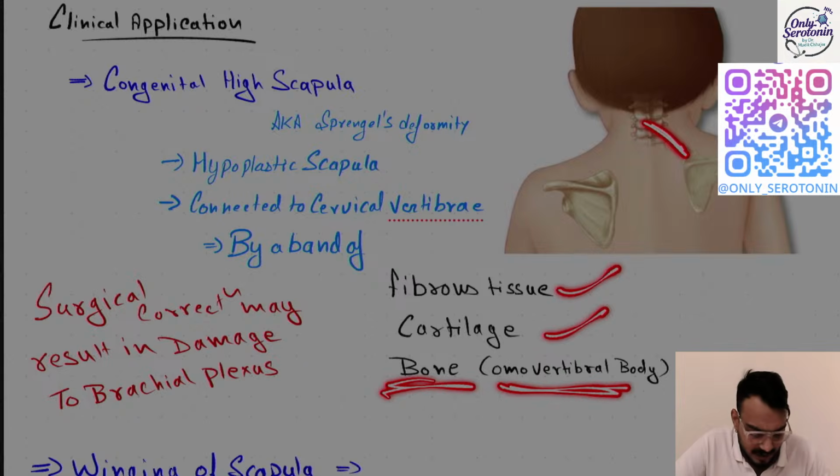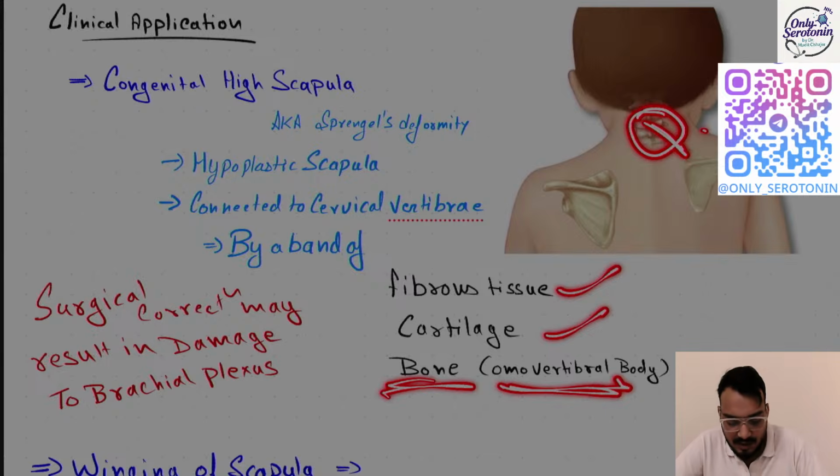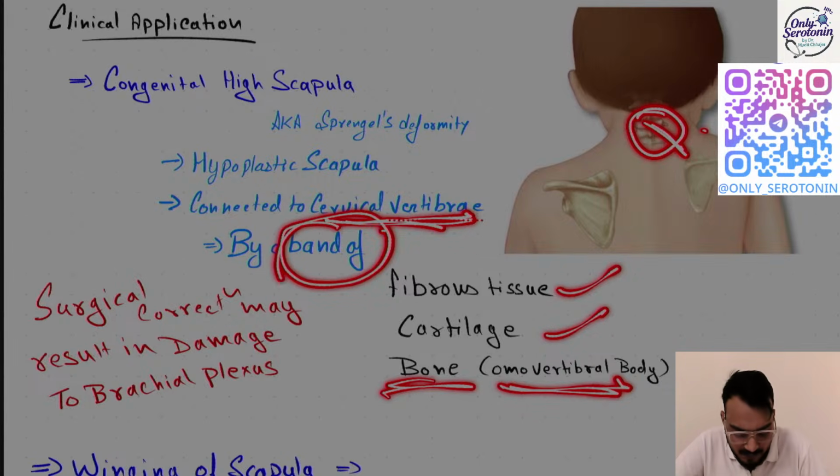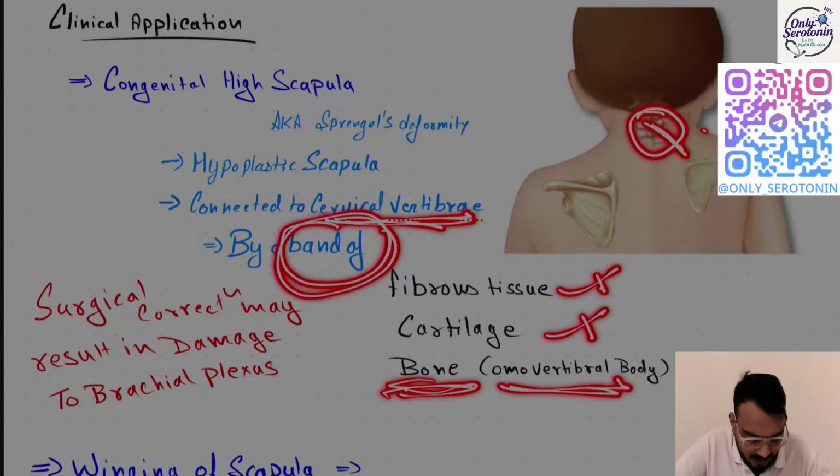This bone is also known as the omovertebral body. From this it will get connected. On which place will it connect? It will connect to the cervical vertebrae. It will connect where, guys? It will connect to the cervical vertebrae, and the band which connects this is made up of fibrous tissue, cartilage and bone, which is the omovertebral body, right?